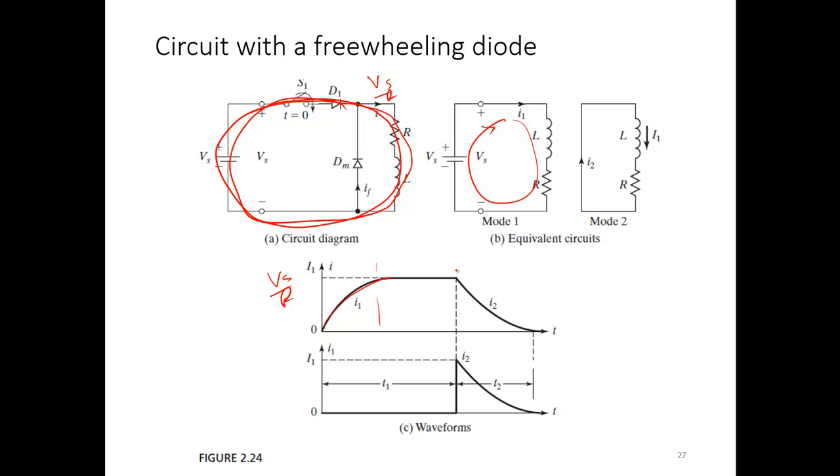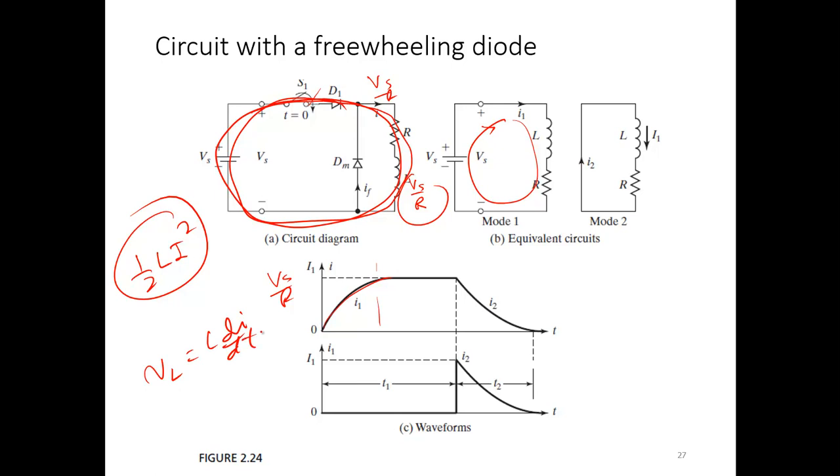Now, what happens then? At the end, you have the current Vs by R. The inductor has some energy stored, half L i squared, whatever the peak value reaches. Now, whenever you try to turn off the switch, what happens? The inductor current cannot fall instantly. By the relation L di/dt, you are trying to make the current fall, so di/dt is negative. That means the inductor will oppose that and induce a voltage in the opposite direction. As a result, this diode is going to conduct, and that creates a freewheeling diode. That's what happens there.